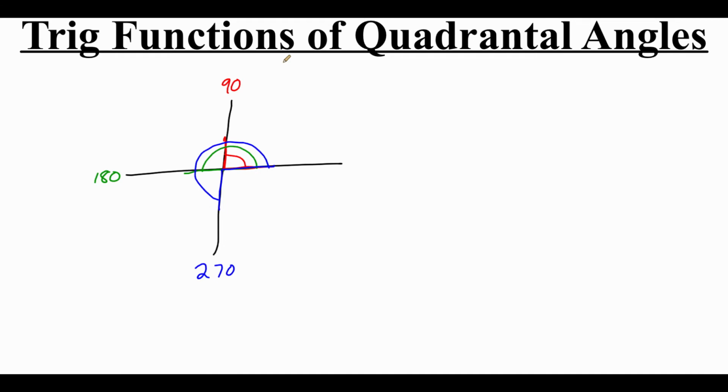Our last quadrantal angle is, as we're starting along the positive x-axis, we could make a trip all the way around, and that forms a full circle, so that ends up being 360 degrees. I didn't mention it earlier, but 0 is a quadrantal angle as well. If we start along the positive x-axis and don't rotate at all, then that's a 0-degree angle. So these angles here are our quadrantal angles.